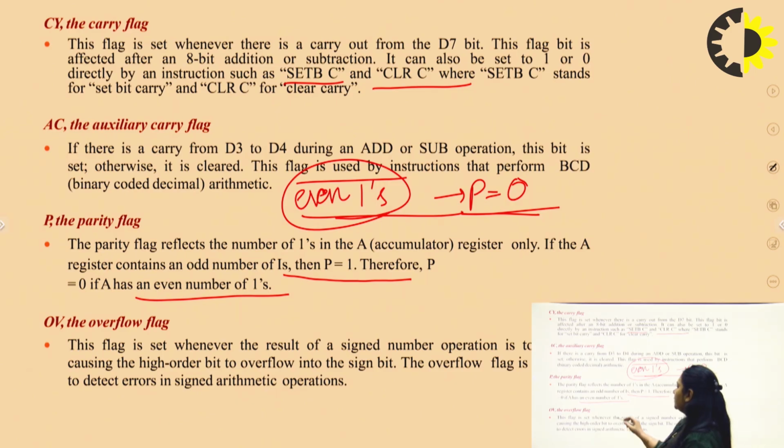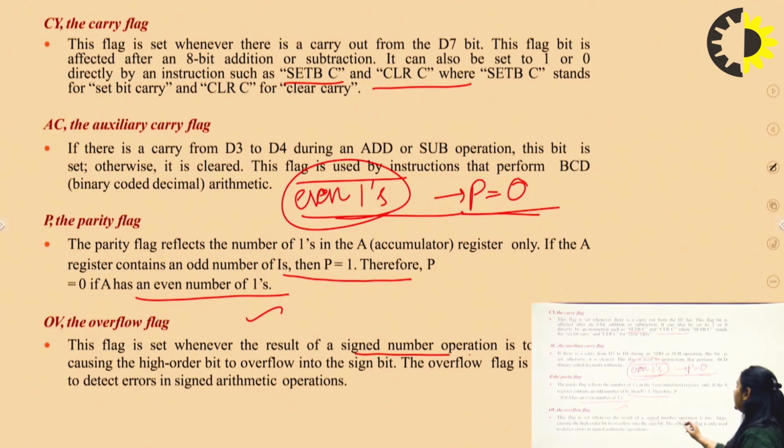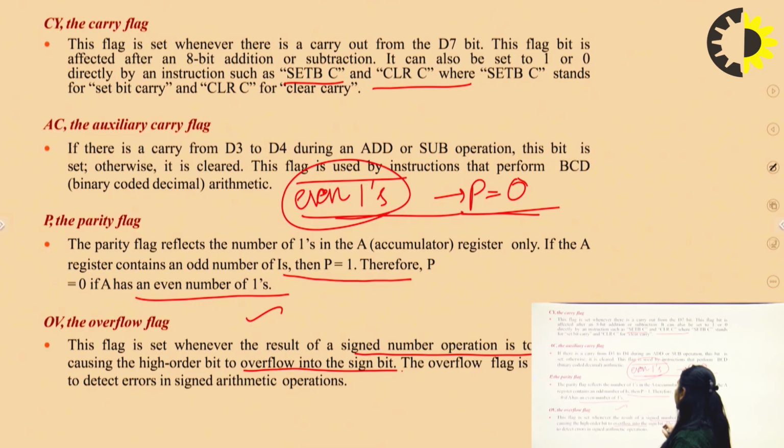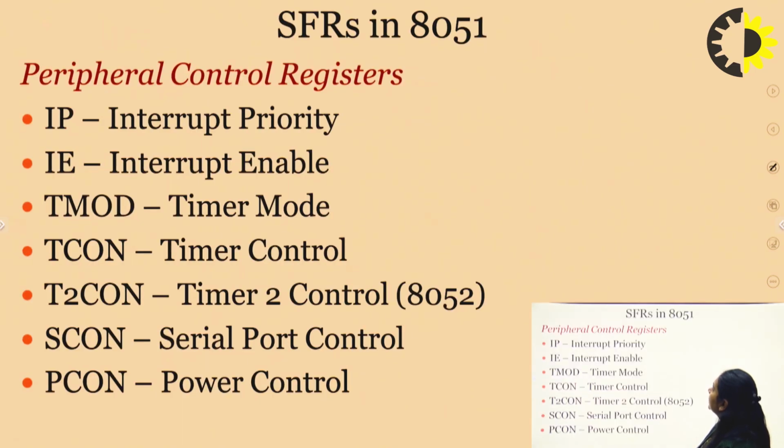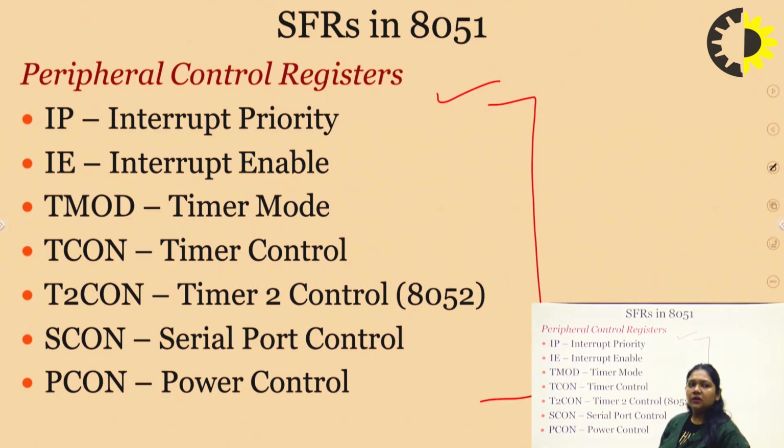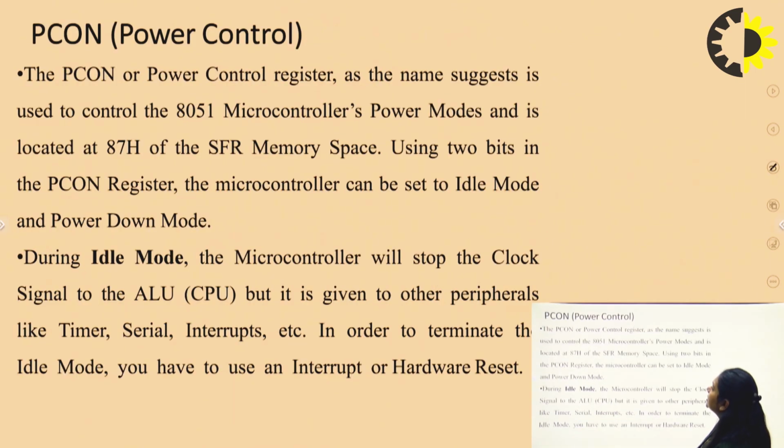For the overflow flag, this flag is set whenever the result of a signed operation is too large. These are further the peripheral control registers, which we will discuss in the next class, because it will be an important topic. Before that, we can just discuss the PCON, which is power control.